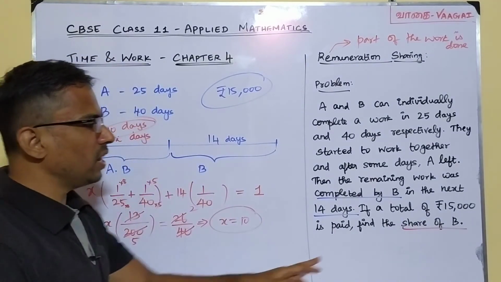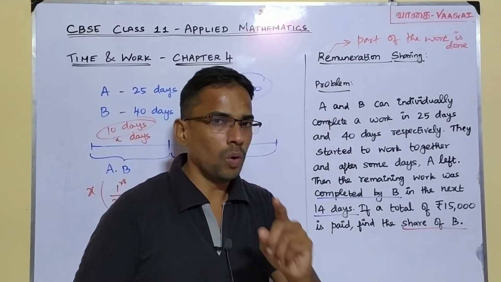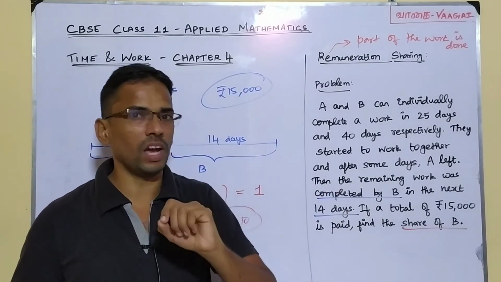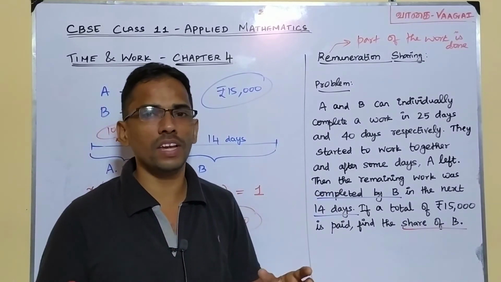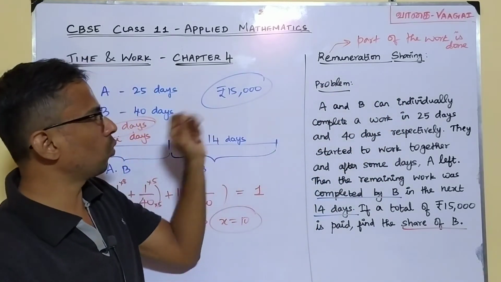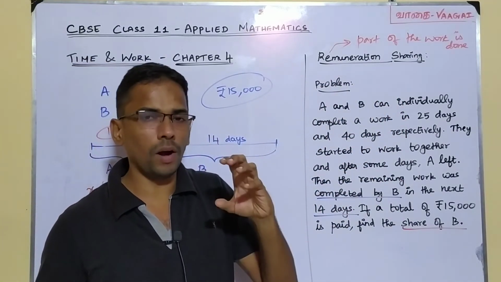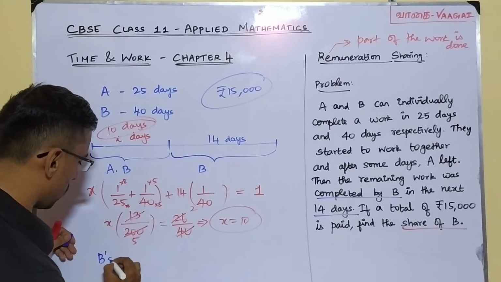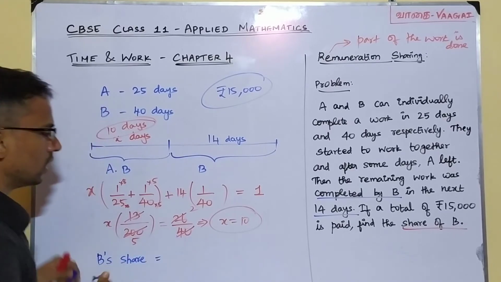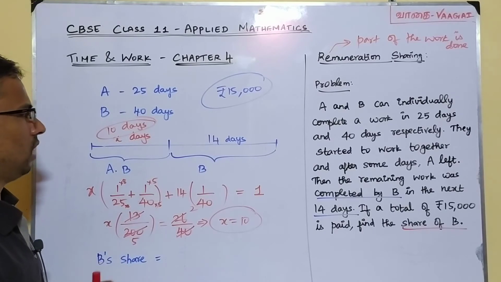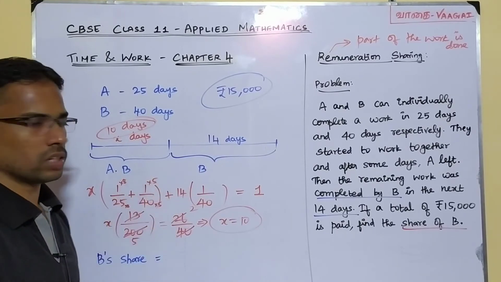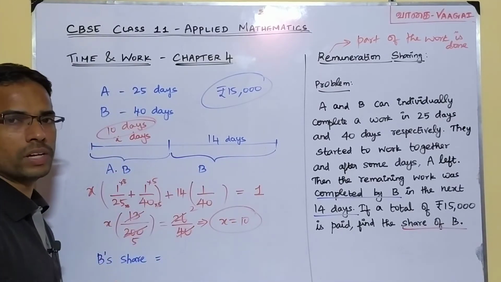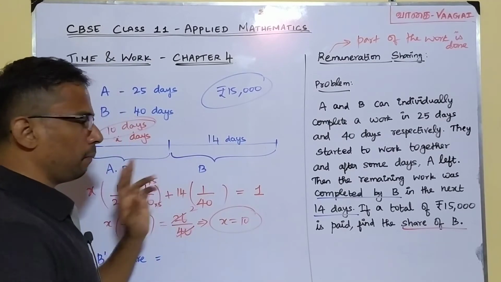So in that case, we need the share of B, is it or not? What we have to now concentrate on is how much part of the work B has done. If that is calculated, then it is very easy for us to say what is the share of B, because we know the total amount is 15,000. So B's share will be equal to, see here, what part of the work is done by B, that we have to think. It's again very simple. What is the total number of days B is working? Here there are only two people, A and B.